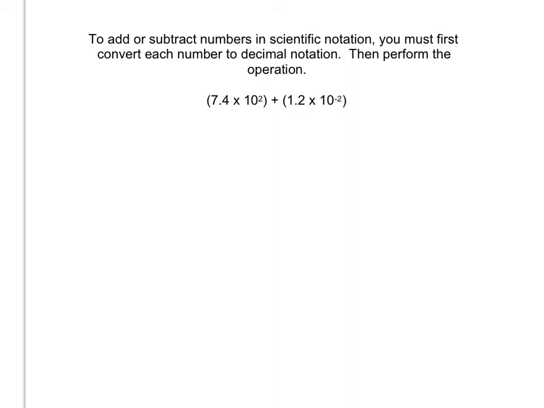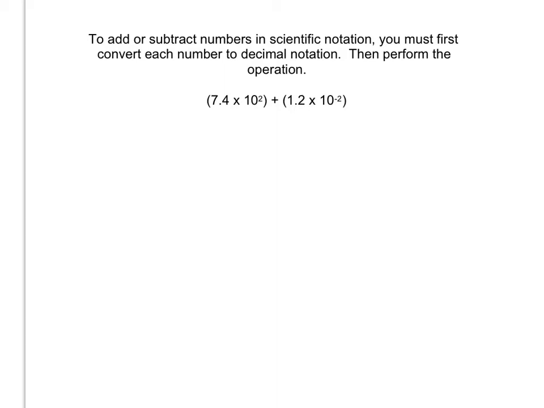Now, there are easy ways to deal with numbers in scientific notation when we're multiplying and dividing. However, when we're adding and subtracting, you first have to convert each number to decimal notation and then perform the addition or subtraction. We have quick ways to multiply and divide numbers in scientific notation, but we have to go the long way for addition and subtraction.